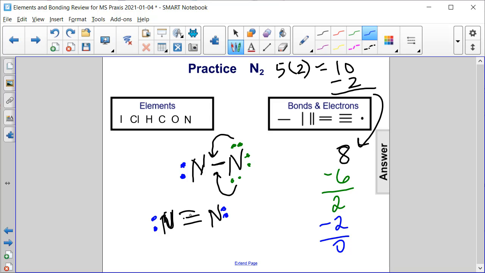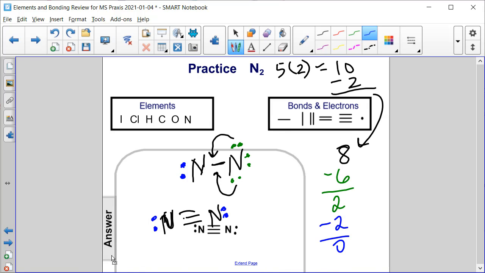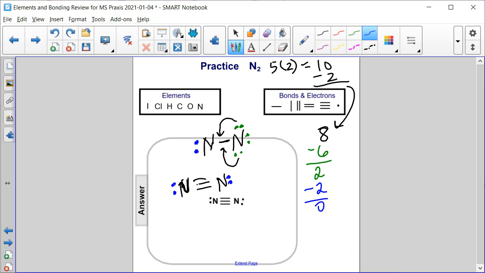These 6 electrons belong to each nitrogen. So they both have those 6, and then they each have a lone pair to get them to the 8 electrons required to be stable and have a full octet.